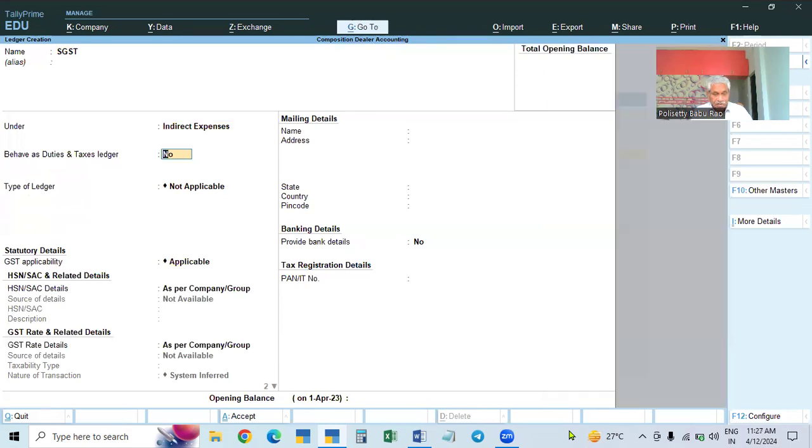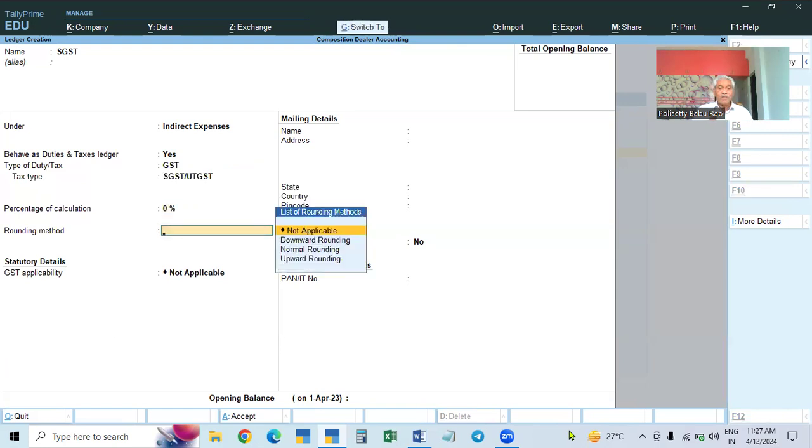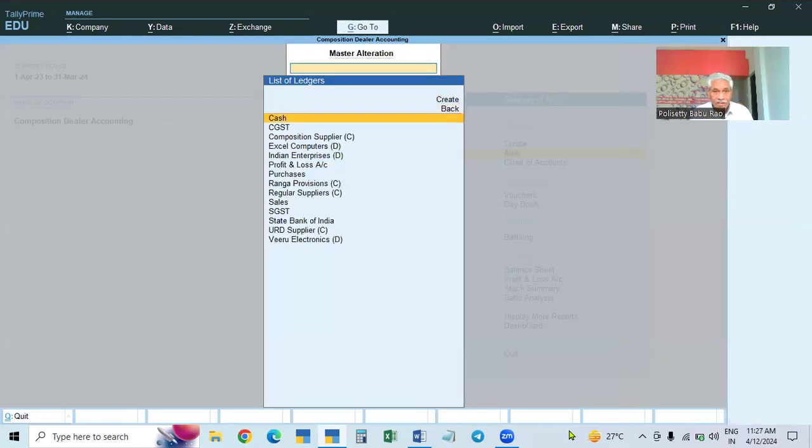Indirect expenses, it is to behave like tax ledger. Yes, and type of tax is GST. That is the type of duty. And the type of tax is CGST and SGST. These two are created only for the purpose of payment of the composition tax. This is called composition tax because paying the tax on the turnover at a lesser rate from our pocket is called composition tax also. So these are to be created.